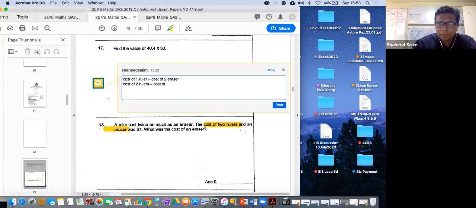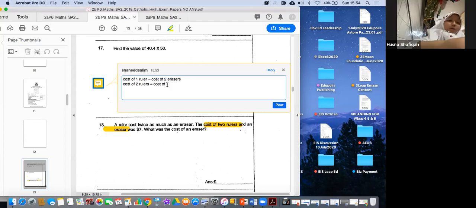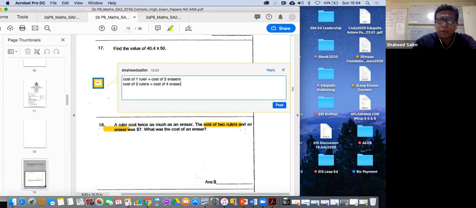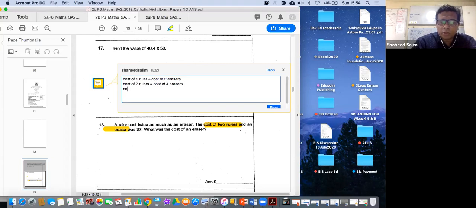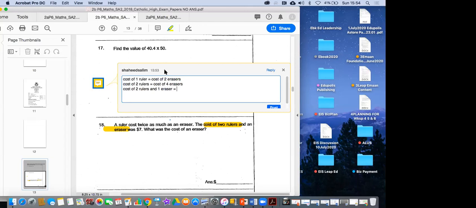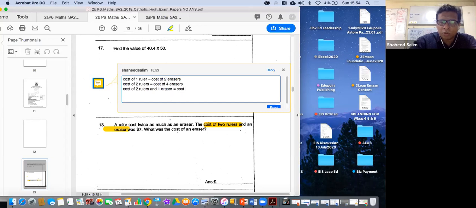Anyone? Shafika? Zaira? Rahana? The cost of 1 ruler is the same as the cost of 2 erasers. So the cost of 2 rulers is the same as how many erasers? 4. So if they buy the cost of 2 rulers and 1 eraser, these 2 rulers are the same as 4 erasers, then 1 eraser. So this will be the same as the cost of 5 erasers.